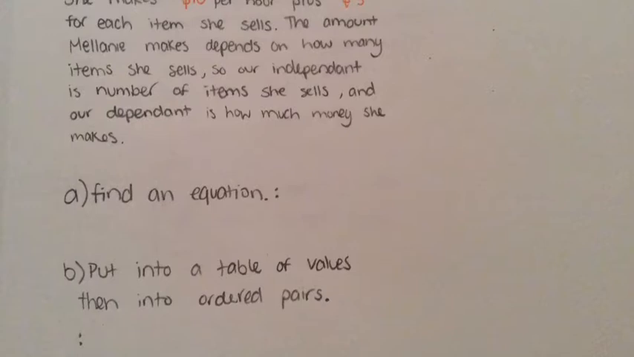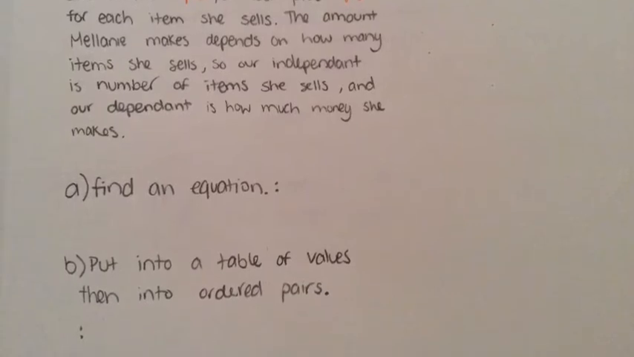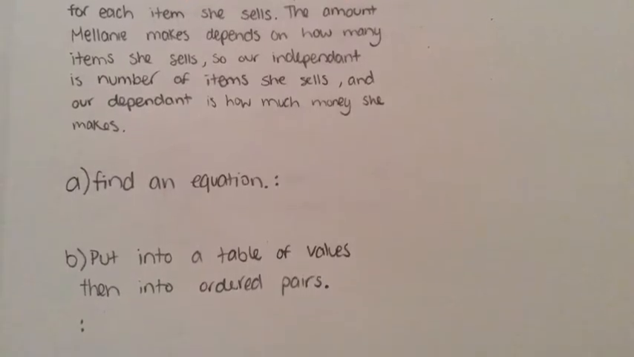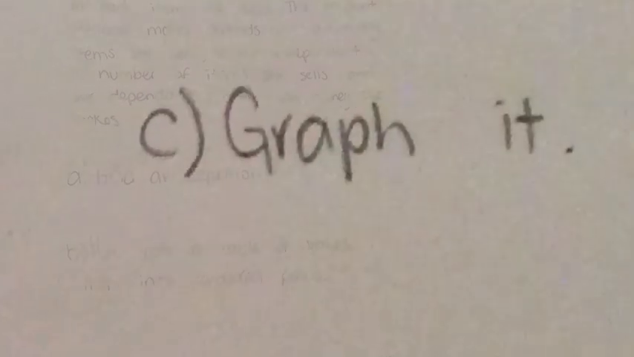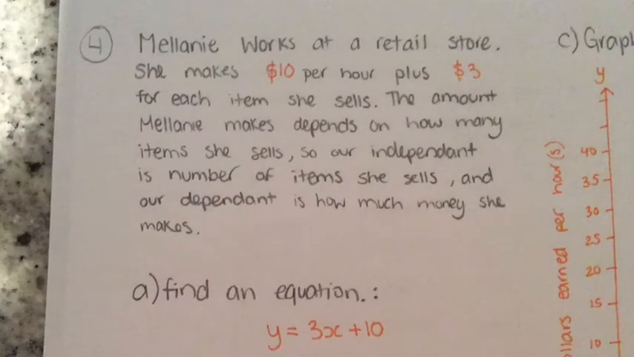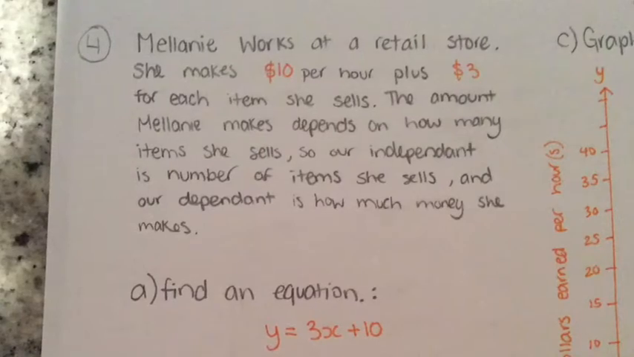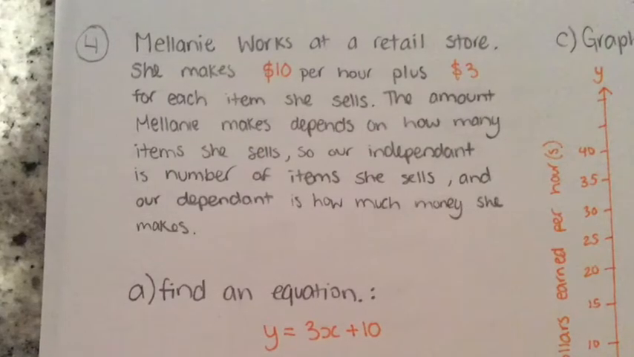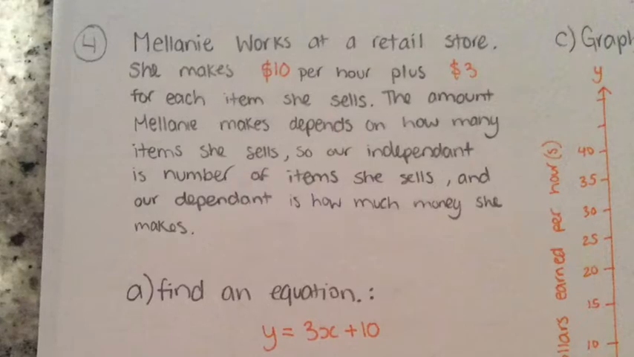You have 3 questions. 1. Find an equation. 2. Put it into a table of values, then into ordered pairs. And 3. Graph it. Let's go over our first question, to find an equation. First of all, look throughout the question.